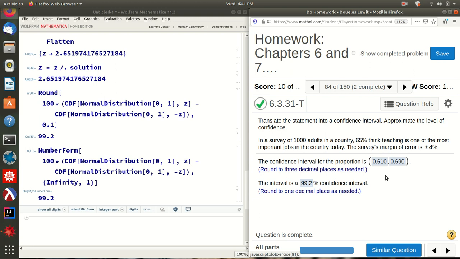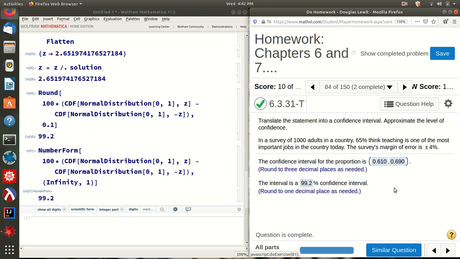99.2% of the time, the percentage of people in those groups who think that teaching is one of the most important jobs in the country today is usually going to be between 61% and 69%. And that should be true about 99.2% of the time. So 99.2% of the time, I expect between 61% and 69% of those 1,000 people to believe that teaching is one of the most important jobs in the country today.